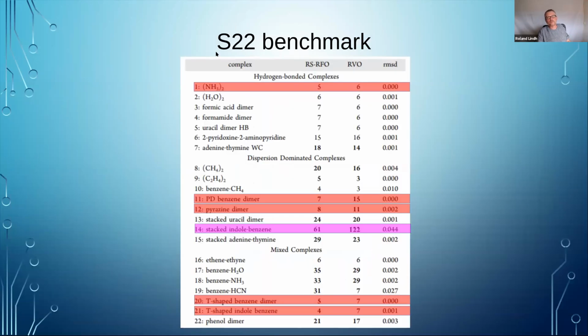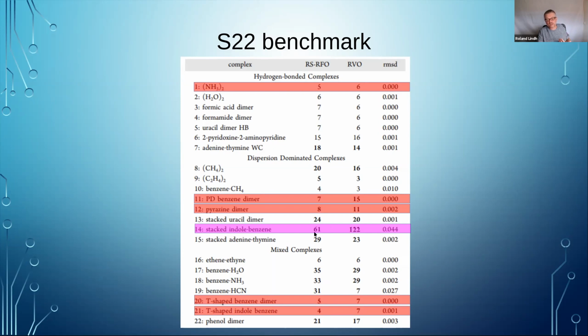For the S22 benchmark, it's a bit more of a mixed bag. There are some cases where the new method is slower, but not significantly slower, with exception of the complex 14, where we go from 61 to 122 iterations.